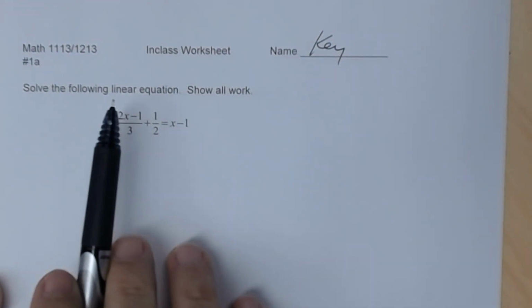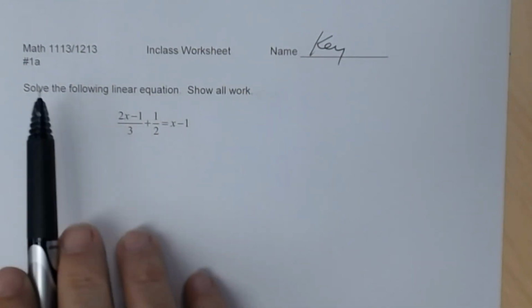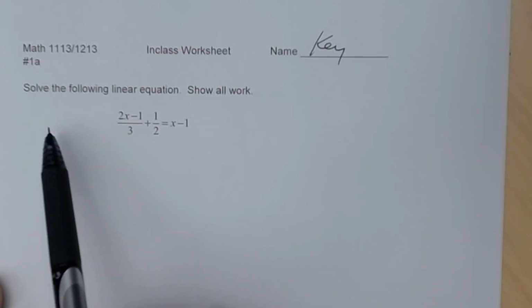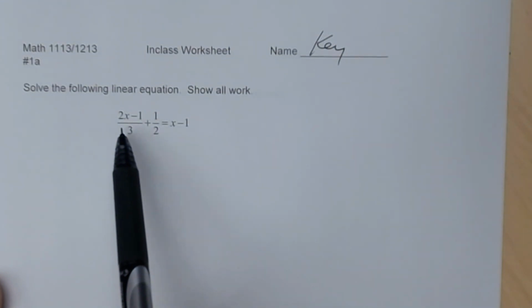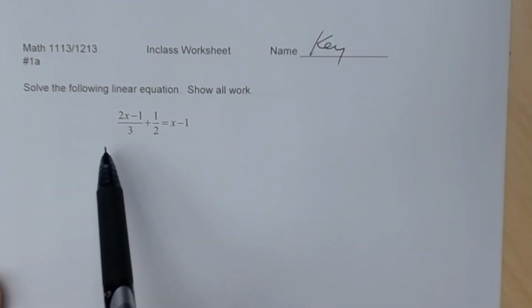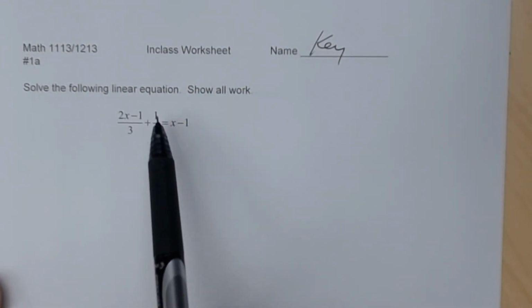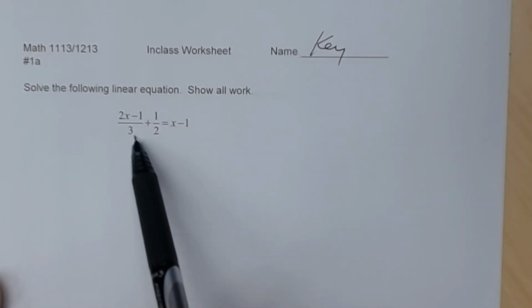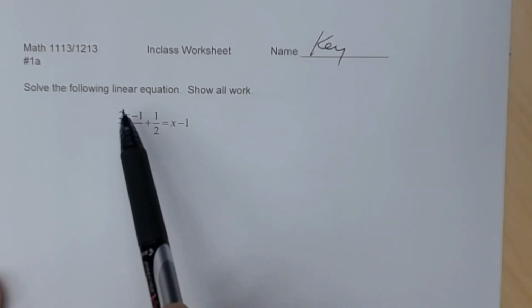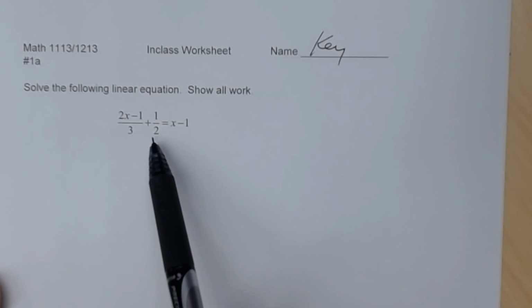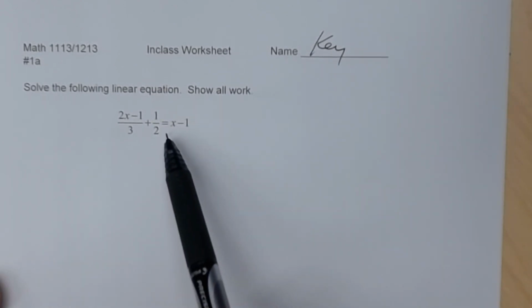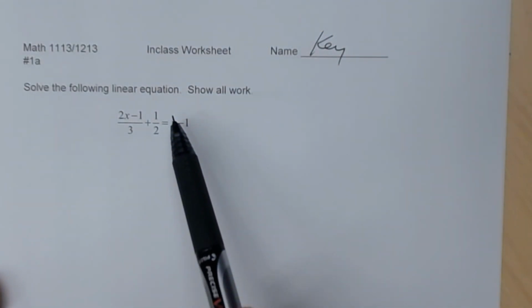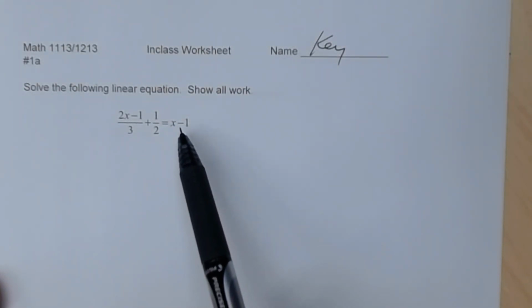Okay, so this is the key to the first in-class worksheet, number 1A, and what we're doing here is solving this linear equation. Now, notice that this linear equation has fractions in it. You can think of this side as two fractions: you have this rational expression, and you have this rational expression. And over here, you can think of this as one rational expression, x minus 1 divided by 1, or as two rational expressions, x over 1 minus 1 over 1.